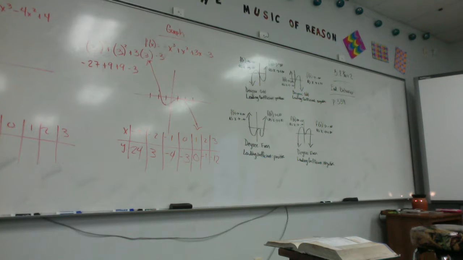What's negative 3 cubed? Negative 27. Negative 27 times negative 1 gives me positive 27. What's negative 3 squared times negative 4? Negative 36. And then plus 4, right? So we need to add and subtract all these. 81 plus 27 minus 36 plus 4 gives you 76.